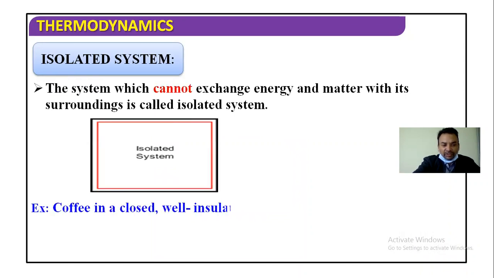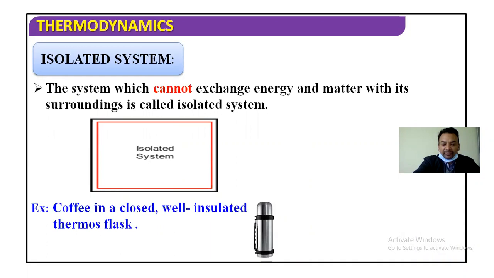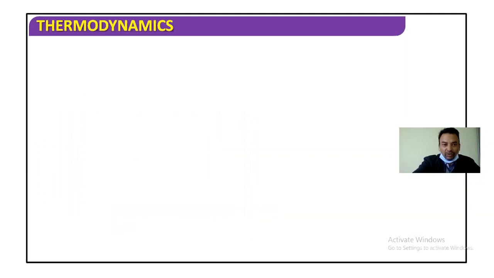Isolated system is also called insulated system, well insulated. Coffee in a closed, well insulated thermos flask is an isolated system, because it is well insulated. This is a system well insulated from the surrounding, so there is no exchange of heat and mass.